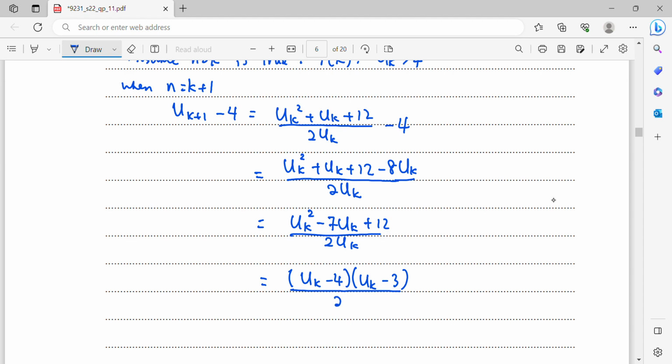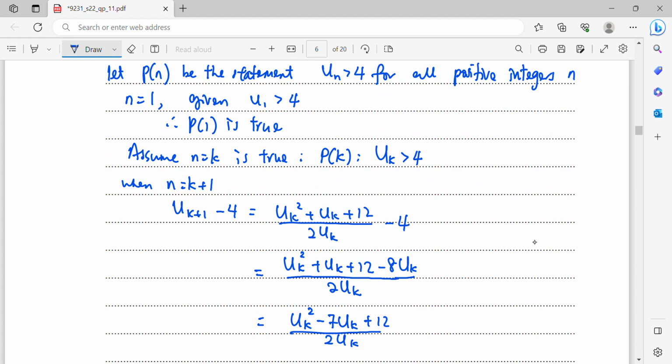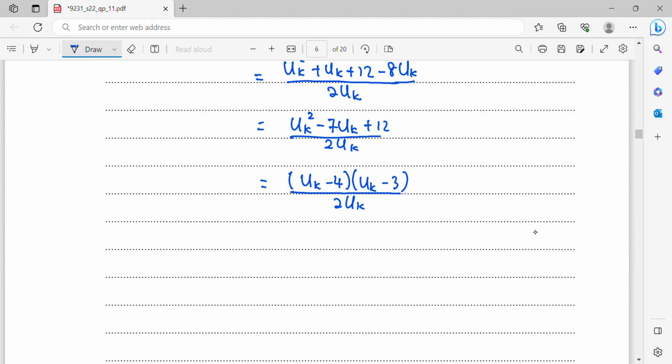Then divided by 2uk. Okay, now from the previous case, we know that uk is greater than 4. Therefore, uk minus 4 will be greater than 0 because this value is greater than 4. And of course, uk minus 3 is also greater than 0, because uk is more than 4. Then of course, 2uk will be greater than 8. So in general, the numerator will be positive, the denominator also positive, so the whole division is going to be positive.